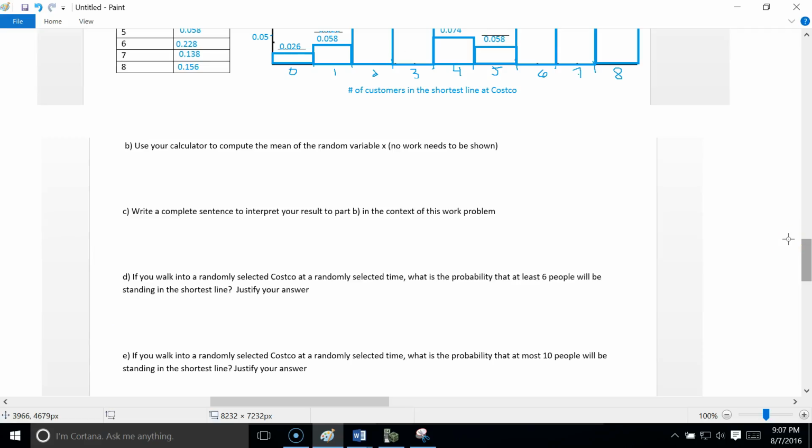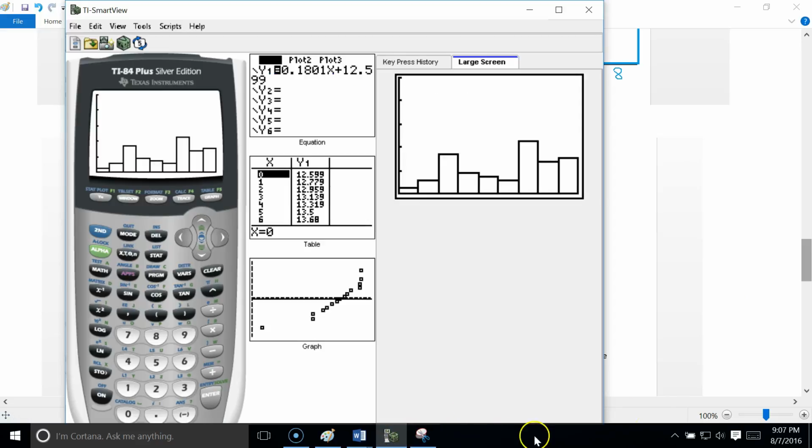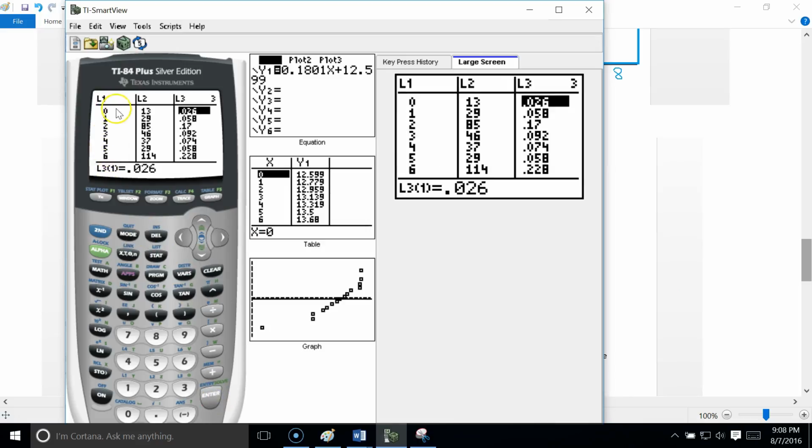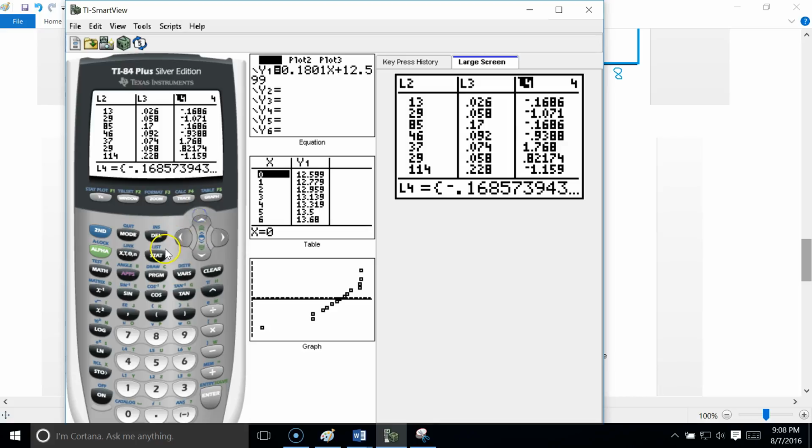Part B says to use your calculator to compute the mean of the random variable x. No work needs to be shown. Okay, so let's use our calculator to do that. Remember that we already have all the values of list 1, list 2, containing the number of customers at Costco, the frequency, and then the probability. So to find the mean, we need to go over to list 4, and we need to multiply all the values from list 1 times all the values from list 3. So each value of x times its probability. That'll populate that result there.